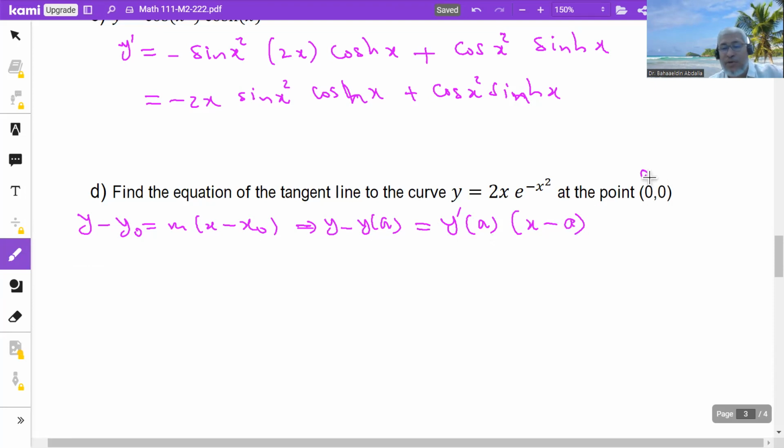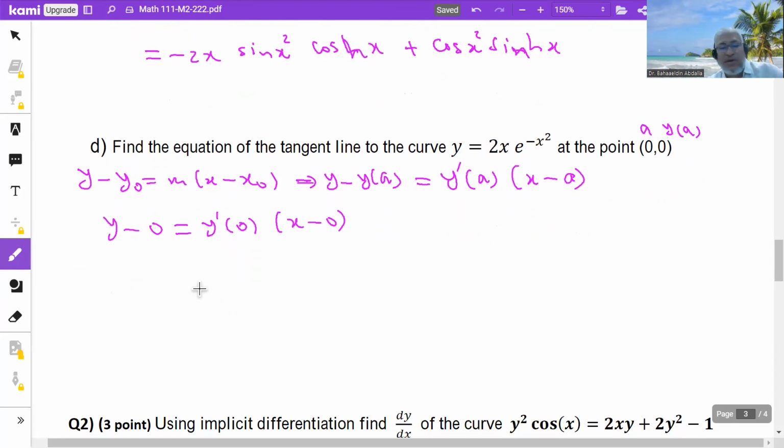So here, this is the point. So this is a, and this is y of a, or f of a. So the equation would be y minus 0 equals y prime at 0 times x minus 0. So all we need to find is y prime at 0. So let us first find y prime.